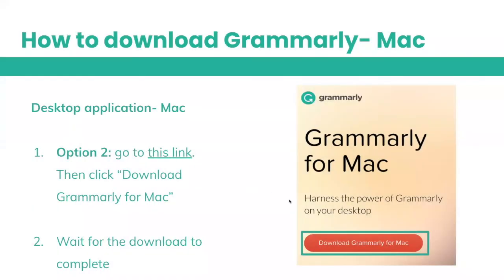The second option for downloading the application on a Mac is to go to this link, which you will be able to click on when you get the copy of the slides, and then you can click Download Grammarly for Mac. So if you want to go to the link right now, you can simply just search up Download Grammarly for Mac in your web browser, or you can click on the link when you're able to, and then all you need to do is wait for the download to complete.